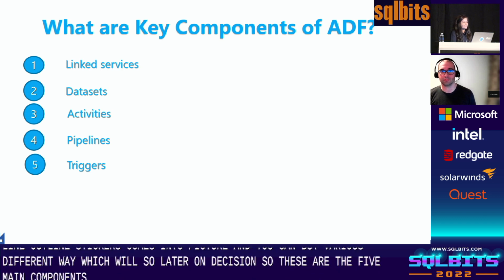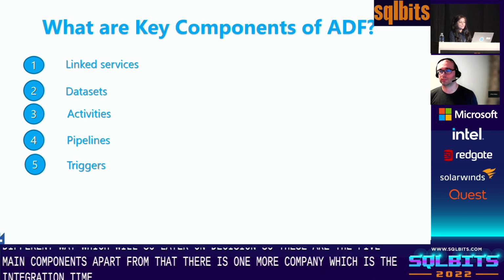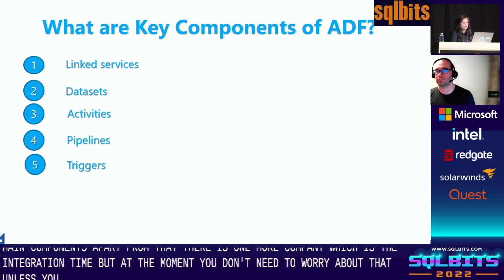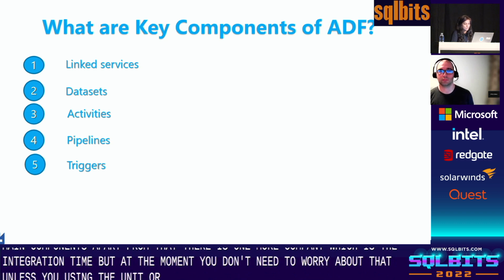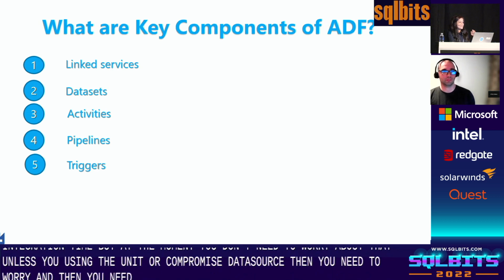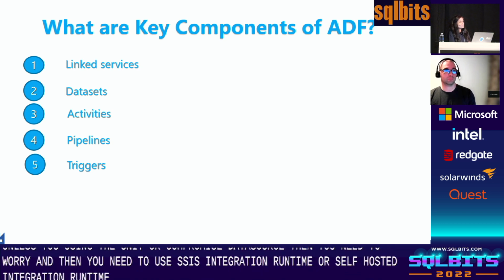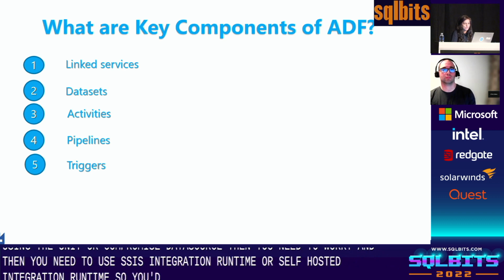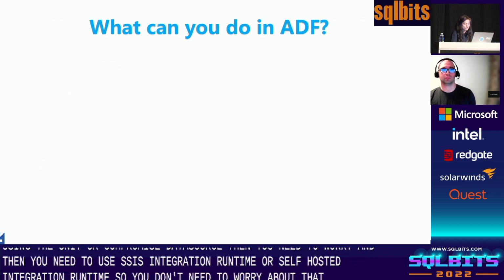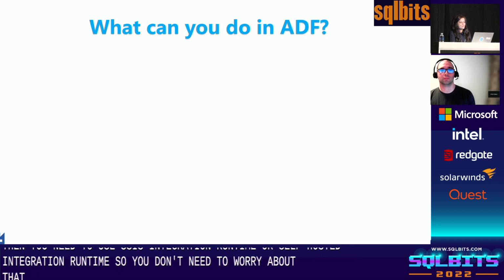Apart from that, there is one more component, which is the integration runtime. But at the moment, you don't need to worry about that unless you're using a VNet or an on-premises data source. Then you need to worry, and you need to use the SSIS integration runtime or a self-hosted integration runtime. Otherwise, Azure will provide you a default integration runtime. So you don't need to worry about that in the initial stage. So those are the 5 main components.